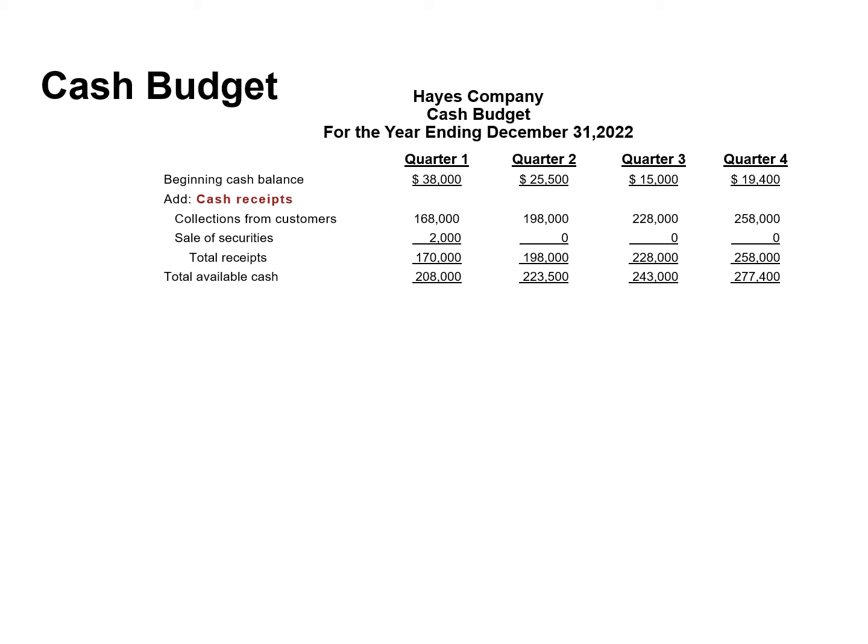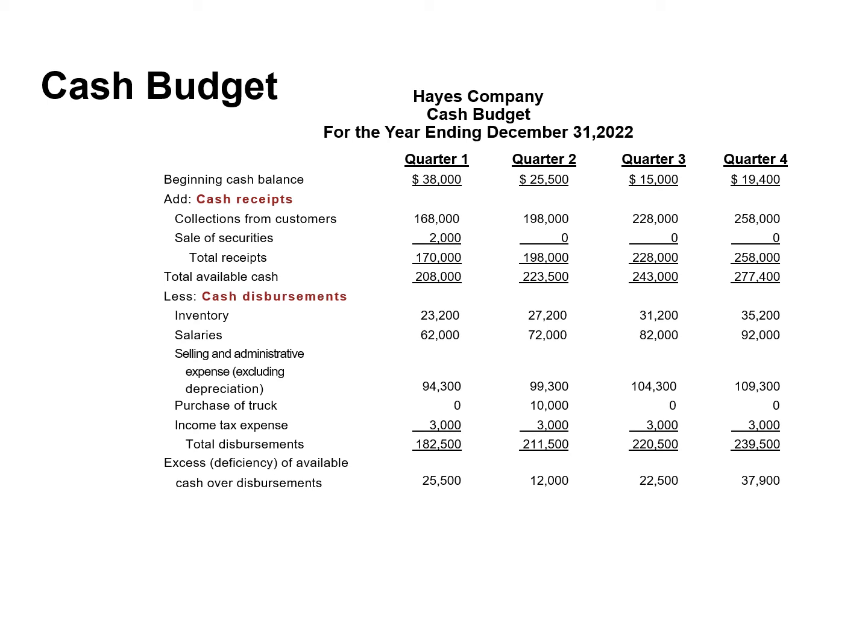This section also shows anticipated receipts of interest and dividends, as well as proceeds from the sale of investments, plant assets, and the company's capital stock. To arrive at total available cash, you simply add the beginning cash balance to total receipts. The cash disbursements section shows expected payments for inventory, labor, overhead, and selling and administrative expenses. It also includes projected payments for income taxes, dividends, investments, and plant assets.